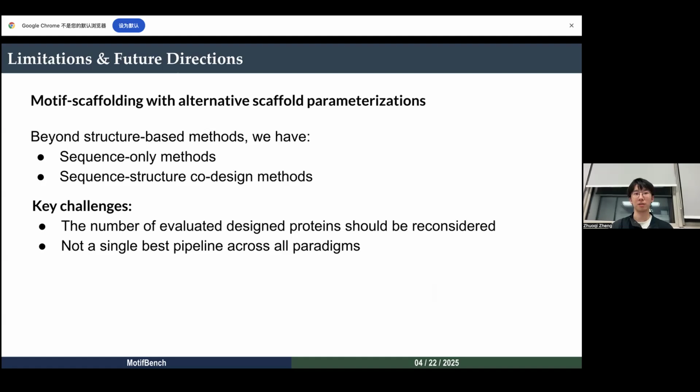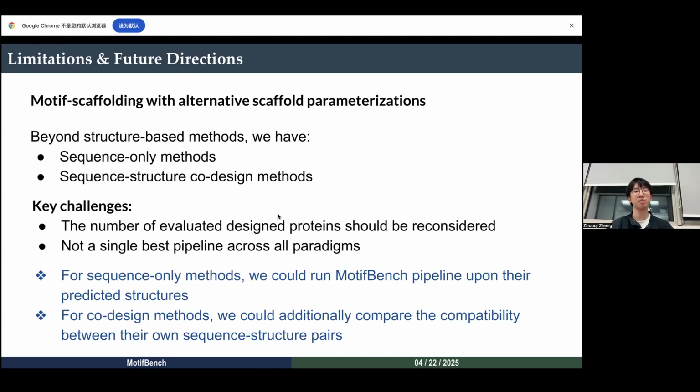And also there's not a single pipeline across all paradigms. For the sequence-only methods, we could consider running the MotifBench pipeline on the predicted structures of the sequences. And for the co-design methods, we could additionally compare the compatibility between their own generated sequence-structure pairs, aside from the scaffold refolding pipeline. But there is still a lot to be investigated, whether we can find an optimal comparison paradigm between them.